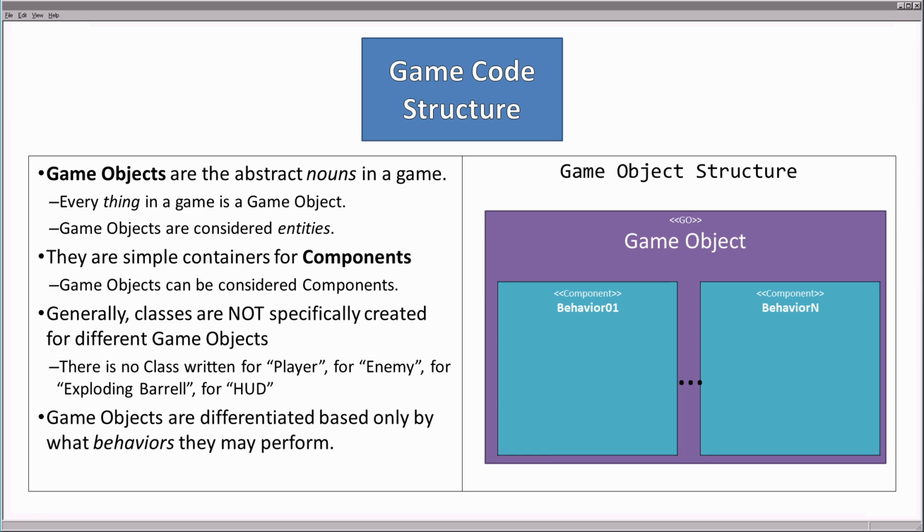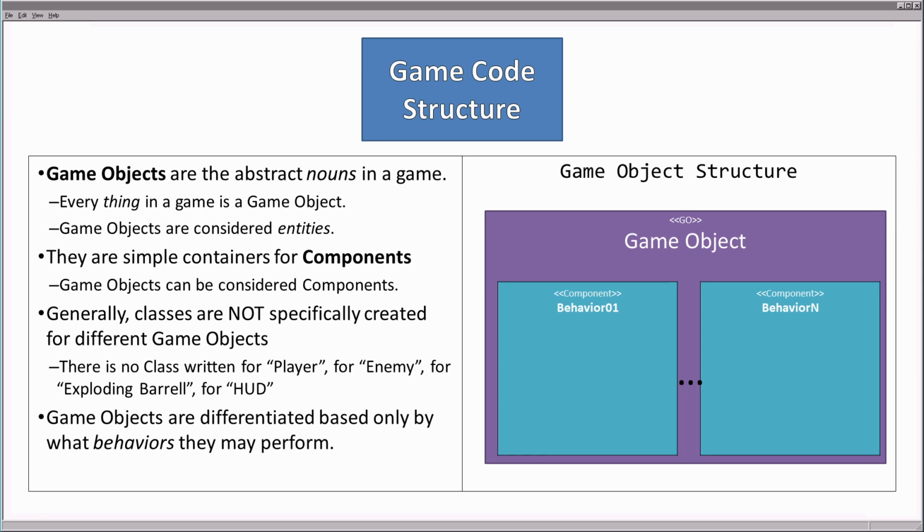Game objects are the abstract nouns in a game. Every thing in a game is a game object. Every object, player, enemy, rock, any of that is a game object. Game objects are considered to be the entities in relation to the entity component design. We can consider them to be simple containers for components. And in many cases, game objects can be considered to be components themselves.